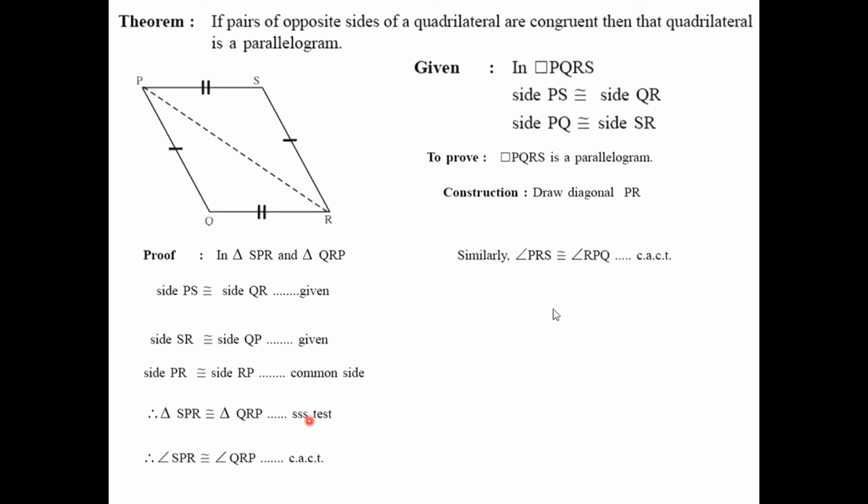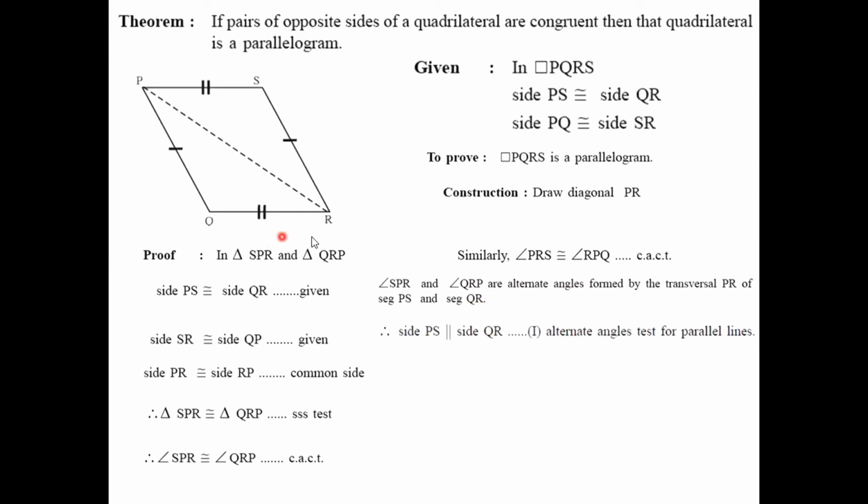Now, if this is the case, then we know that the corresponding angles of congruent triangles are congruent. So if we consider angle PRS in the diagram, this one, it is congruent to angle RPQ, and the reason is corresponding angles of congruent triangles. As we can see, these two angles are alternate angles. We have studied one test, the alternate angles test, that if there are two lines given and there is a transversal and the alternate angles so formed are congruent, then these two lines must be parallel. So by alternate angles test, we have that side PS is parallel to side QR, and the reason is alternate angles test for parallel lines.